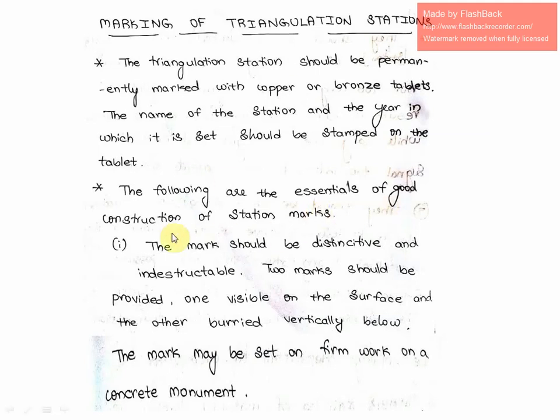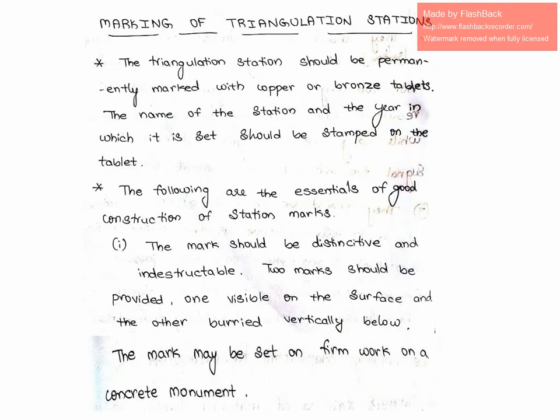The following are the essentials of good construction of station marks. The mark should be distinctive and indestructible. That is, the mark should be easily visible, and it should not get washed away. It should be visible for a longer time. Two marks should be provided, one visible on the surface and the other buried vertically below. You have to provide two marks, one on the surface and one vertically below, because after a long time that mark may go.